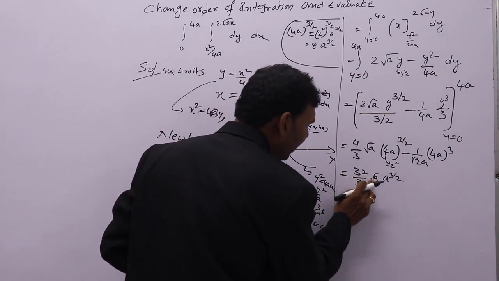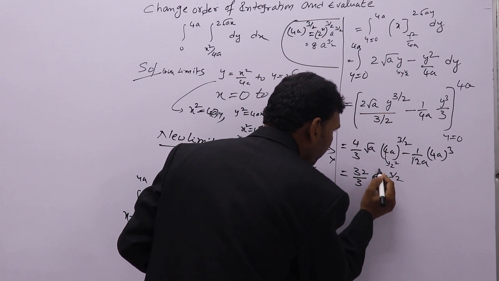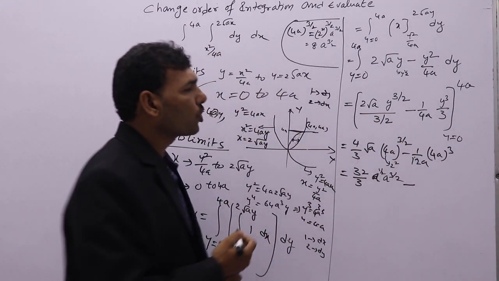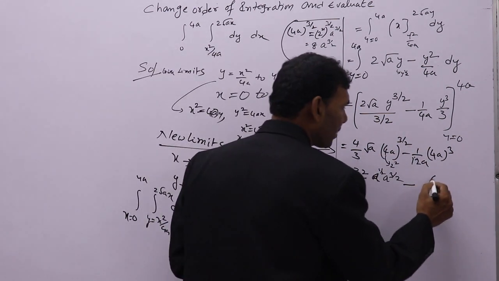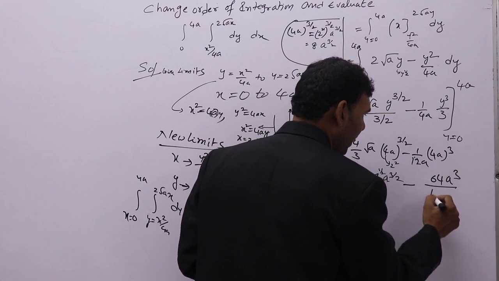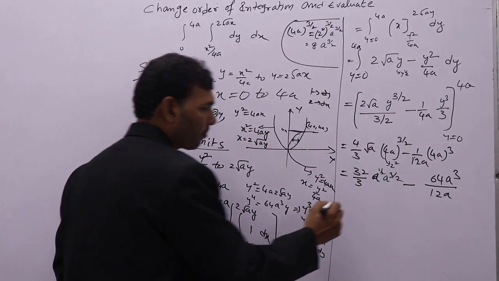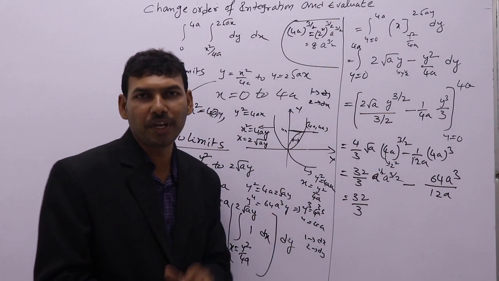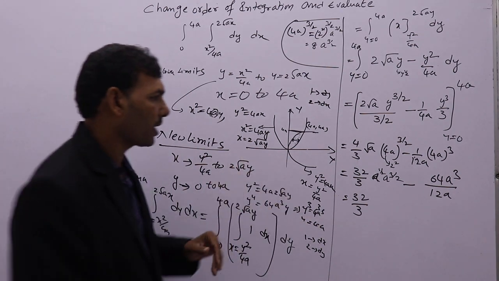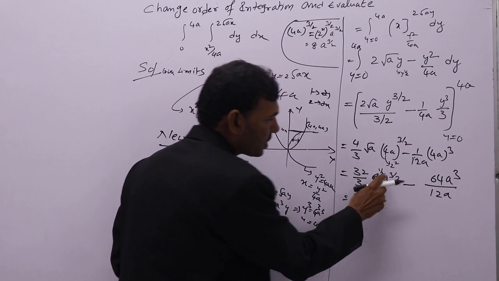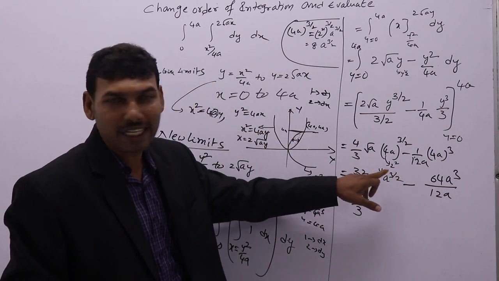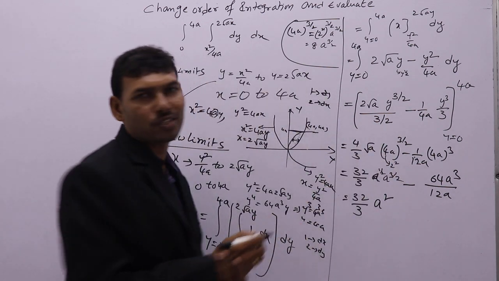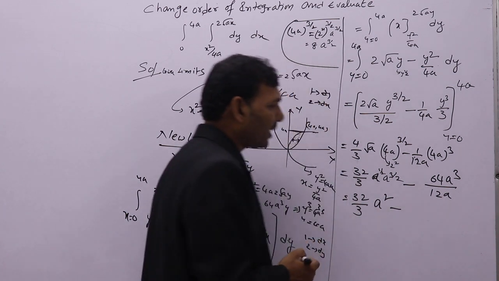This root a I am writing here as a power 1 by 2, minus, so cube that one, 4 cube 64 a cube by 12a. Now simplify. 32 by 3, a power 3 by 2, a power 1 by 2. A power m into a power n is a power m plus n. If you add the exponents, 1 by 2 plus 3 by 2, 1 plus 3, 4 by 2, what you will get? 2, a square. Minus. Here cancel the terms.